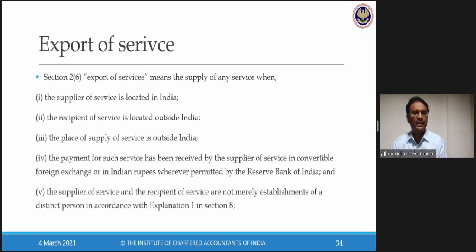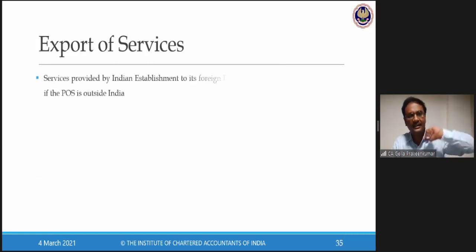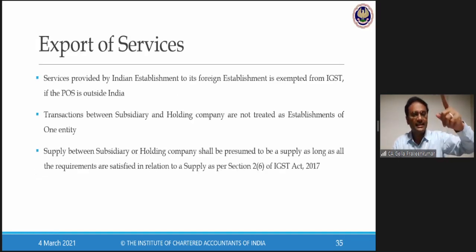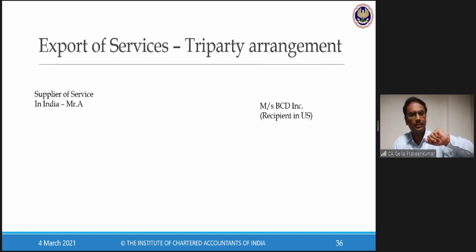Now, export of services. It says the service provider is in India, the place of supply of service is outside India, and the recipient is also out of India. When I receive the money in convertible foreign currency, then I call that export of services. The exception to this is Nepal and Bhutan. In case of Nepal and Bhutan, even if I don't receive money in foreign currency, it is deemed as export of service.